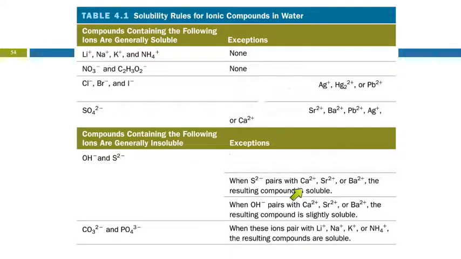Okay, if sulfide pairs with calcium, strontium, or barium, the resulting compound is soluble. Calcium, strontium, and barium, those are three of the ones that were an exception with sulfate.